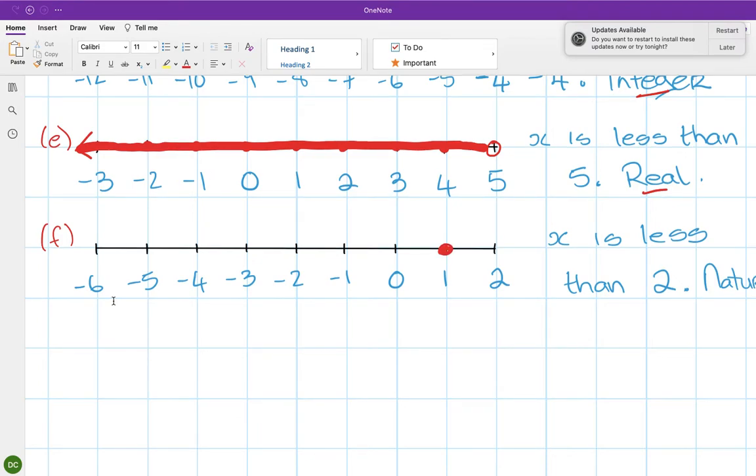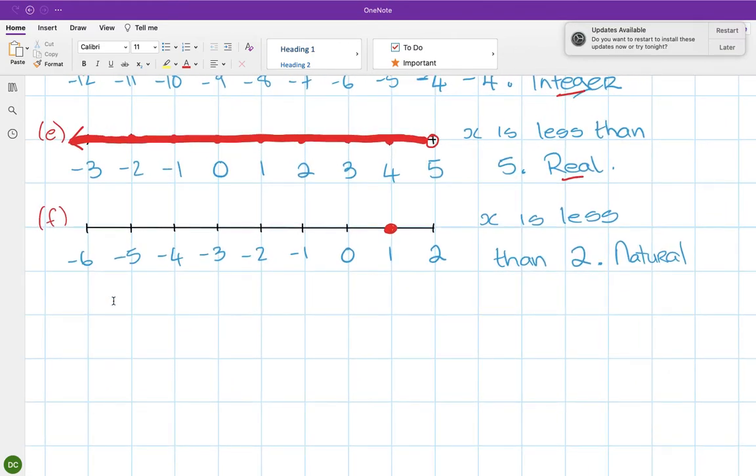Now, my next dot would go on 0, except that this is the natural number set, and none of these numbers are natural. So that is your number line. It is literally just the number 1.